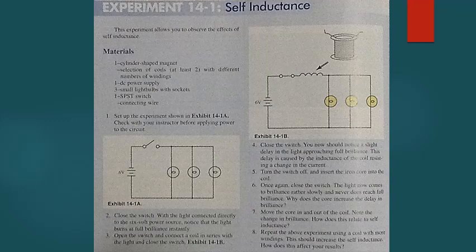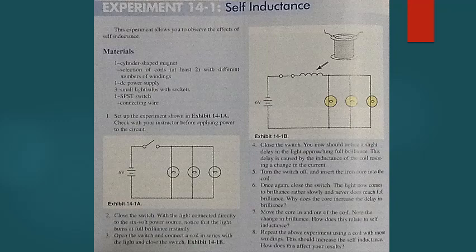Step 4 is to close the switch. You should now notice a slight delay in the light approaching full brilliance. This delay is caused by the inductance of the coil resisting a change in current. Turn the switch off and insert the iron core into the coil. Once again, close the switch. The light now comes to brilliance rather slowly and never does reach full brilliance. Why does the core increase the delay in the brilliance?